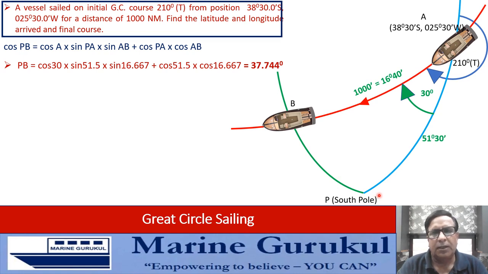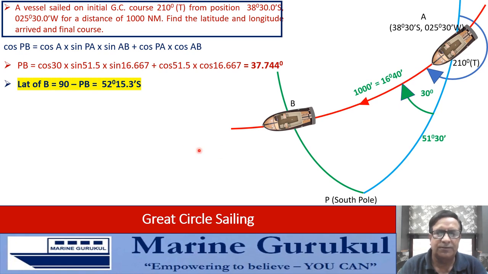I'm again repeating that our argument for starting the PAB triangle with the southern pole was purely because the starting position was in the southern hemisphere. Though we could guess that B would also be in the southern hemisphere, that was never the argument taken in deciding to make the PAB triangle with the southern pole. So now PB, which is the colatitude of B, is 37.744 degrees, so 90 minus PB gives us the latitude of B, which is 52 degrees 15.3 minutes south.